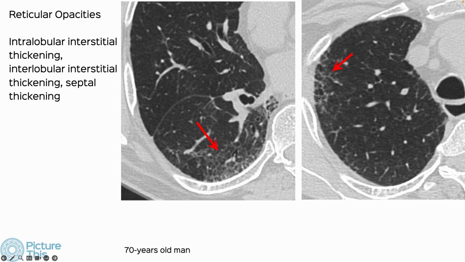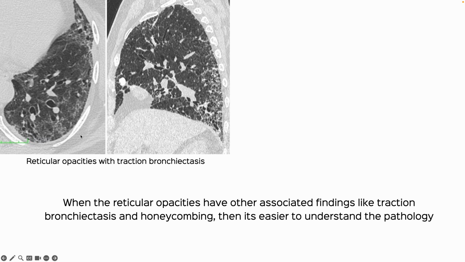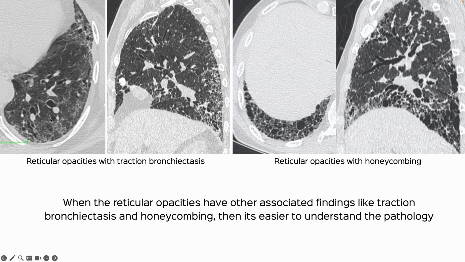interlobular interstitial, and septal thickening. It's easier to appreciate reticular opacities when they occur with traction bronchiectasis and honeycombing. So we see these reticular opacities, we also see traction bronchiectasis. Then we know that we're dealing with a fibrosing ILD. And here we have reticular opacities and honeycombing. We also see traction bronchiectasis. Remember that in every patient who has honeycombing, there will also be traction bronchiectasis, though the reverse is not true.